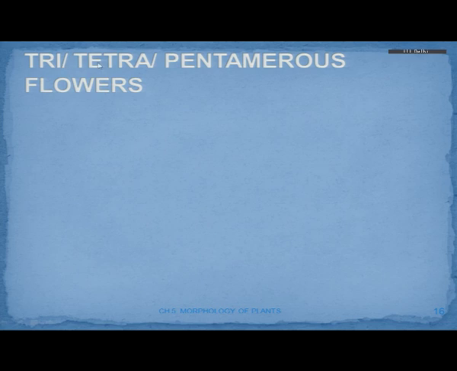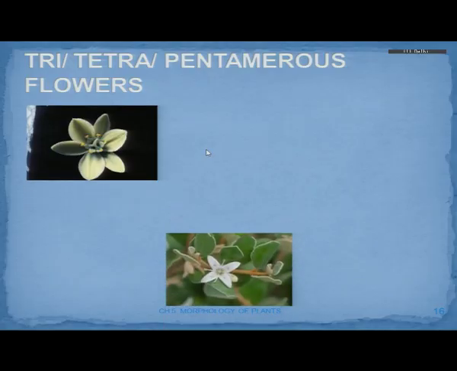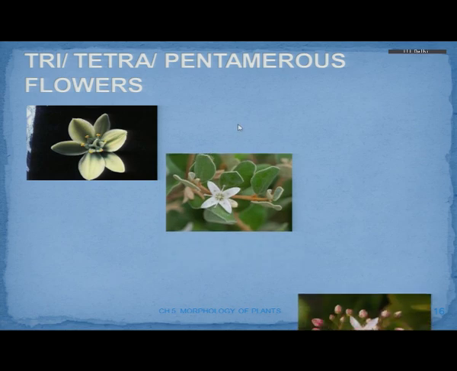Talking about tri, tetra or pentamerous flowers. When we have a look at the floral appendages, we see that the floral appendages are present in the multiples of 3, 4 or 5. Accordingly, the flowers are named to be trimerous, tetramerous or pentamerous.